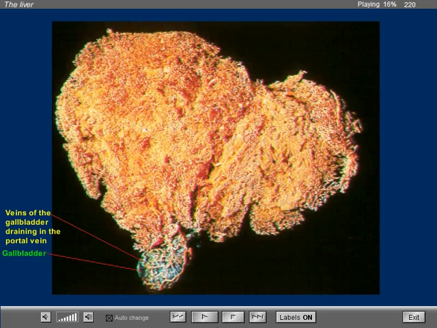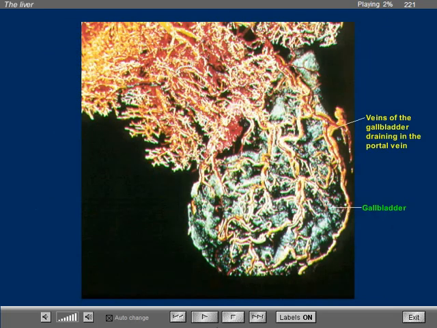This is a cast corrosion preparation of the liver, where yellow plastic was injected in the portal vein and green in the biliary tract. Note yellow vessels in the surface of the gallbladder. A close-up of the gallbladder region shows the yellow vessels that represent the veins of the wall of the gallbladder. The gallbladder drains into the portal system, and there are no valves separating the intrahepatic portal veins from the veins of the wall of the gallbladder. This is a mechanism of a spread of gallbladder disease to the liver.